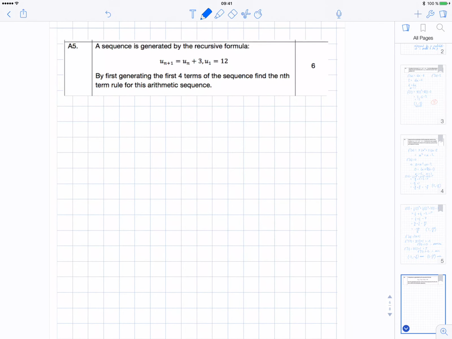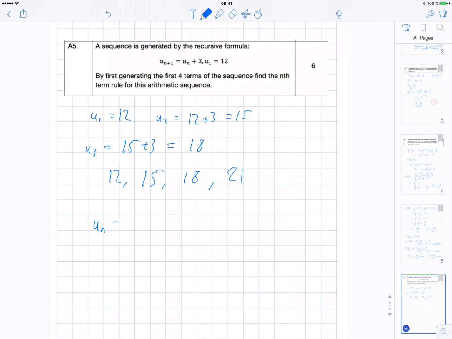So I put U1 equals 12, U2 is equal to 12 plus 3, which is equal to 15, U3 is equal to 15 plus 3, which is equal to 18. So I'm just adding 3 every time. So it's 12, 15, 18, and 21, and I've generated the first 4 terms there. And next I have to just simply find the rule, the nth term rule for this.